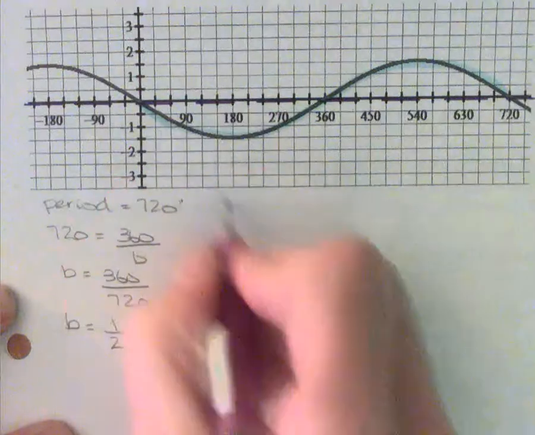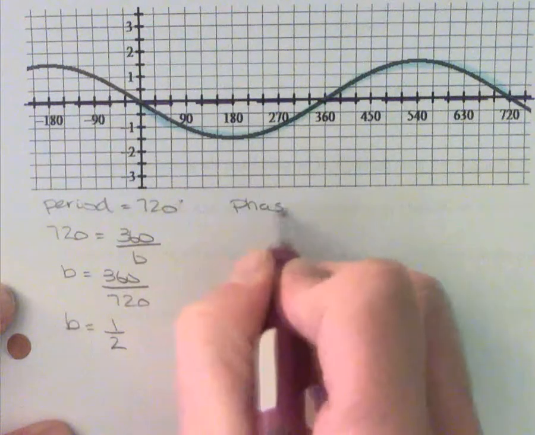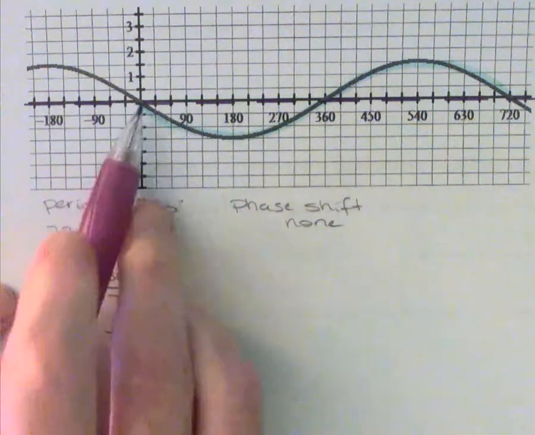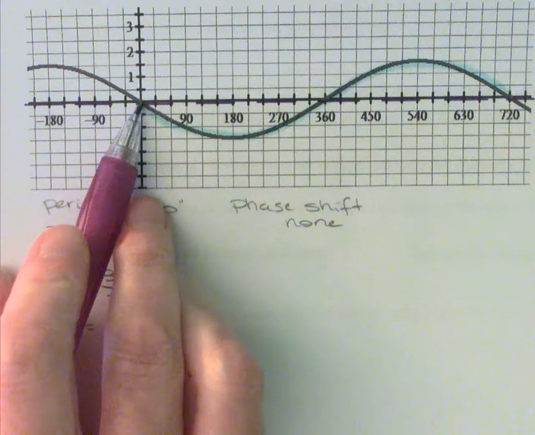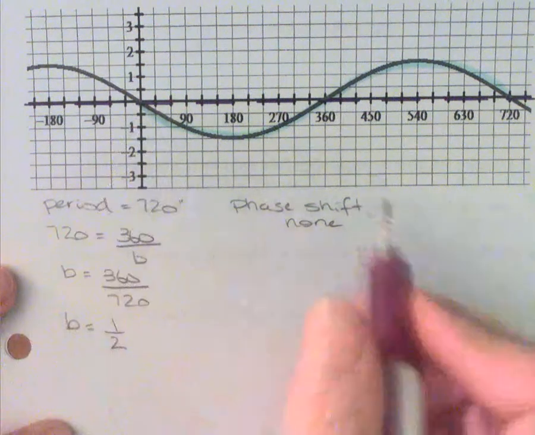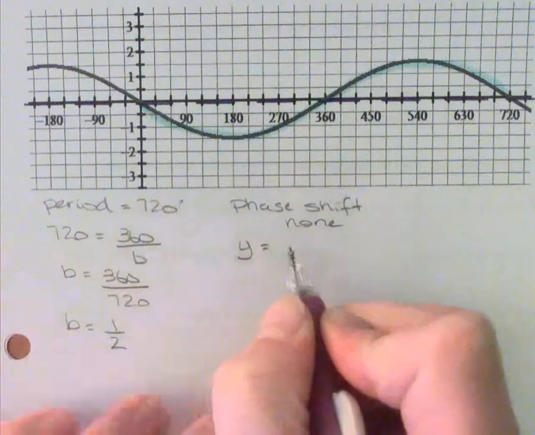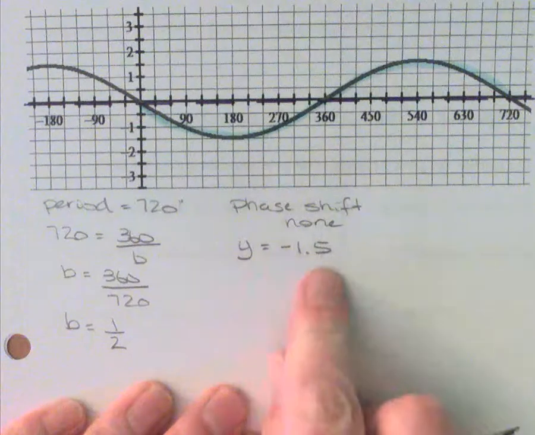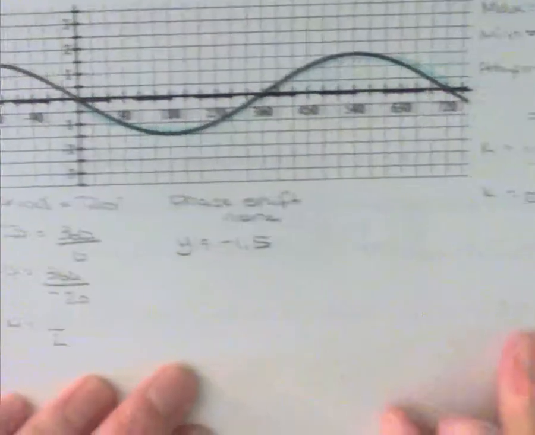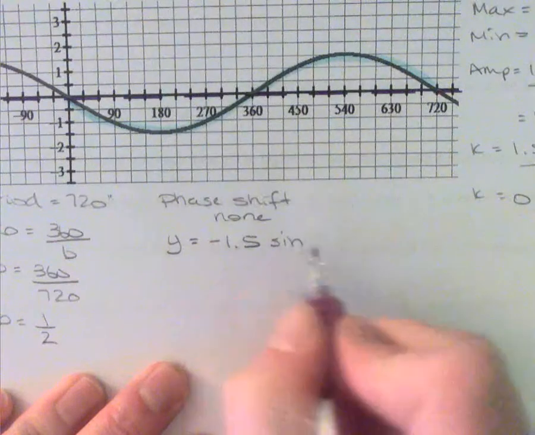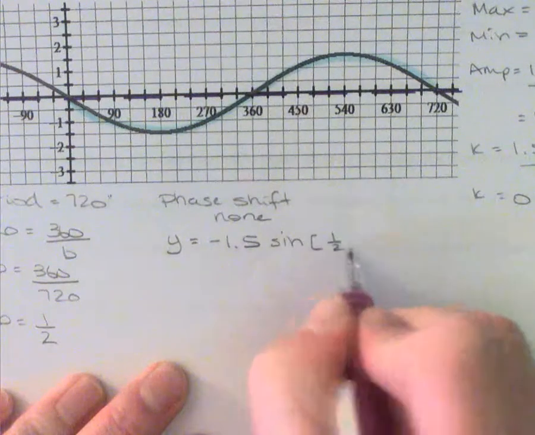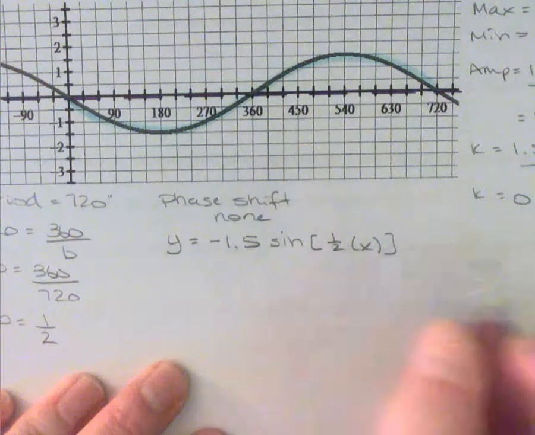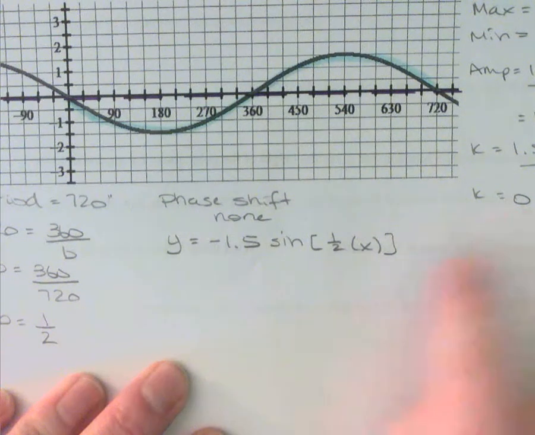So if I want to do this sine graph, I would say that the phase shift is that there is none. Okay, I'm starting right on the origin. I've just done a vertical reflection. So if I do a phase shift of none, I would say that I have y equals, I'm going to have to put in that vertical reflection, but now I have an amplitude of 1.5 sine. My b value is 1/2. There is no phase shift, so I just have x, and my k value is 0. So it's as simple as that.